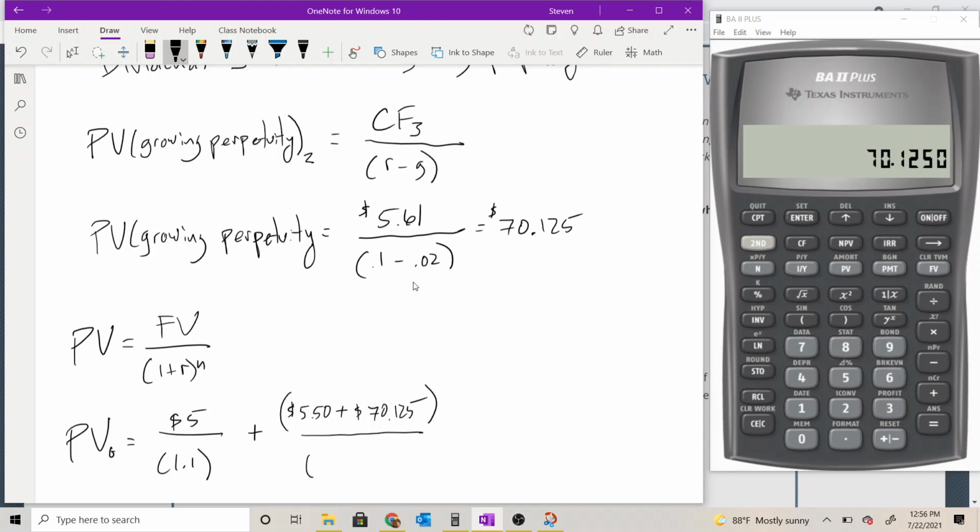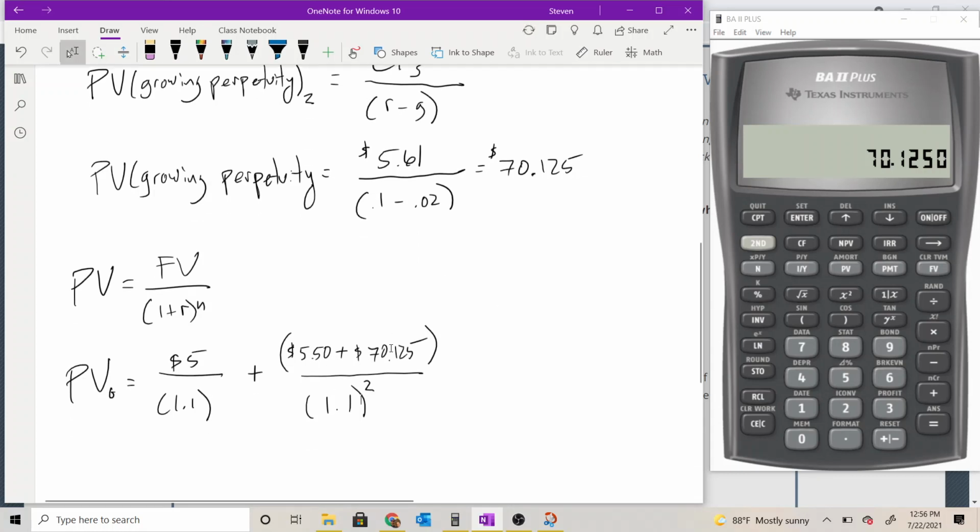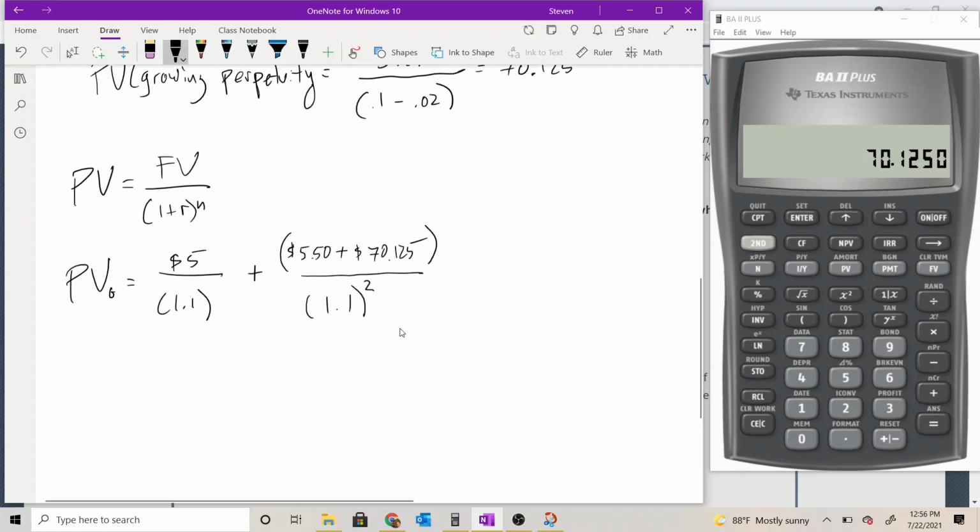Our r is 10%, so 1.1. Both of these happen at the end of year 2, so we need to square that discount rate in order to bring it back 2 periods. I guess we can just go ahead and calculate that real quick. It'll only take a second, and then I'll demonstrate using the cash flow worksheet for this, which is probably the fastest way to go.